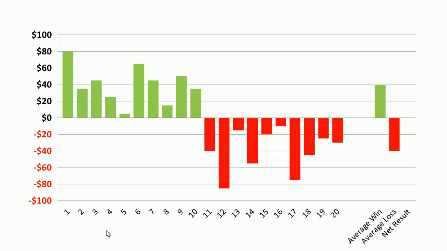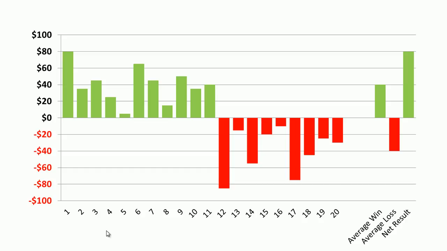In this example, you can see a series of trades split 50-50 between winners and losers. Although the individual results are different, the average amount won on a winning trade is $40, and the average amount lost on a losing trade is also $40. In this example, the net result is that the trader has broken even. If the trader is able to improve his or her win-loss ratio while maintaining an even ratio between the average size of a win and the average size of a loss, then the account will start showing an overall profit.